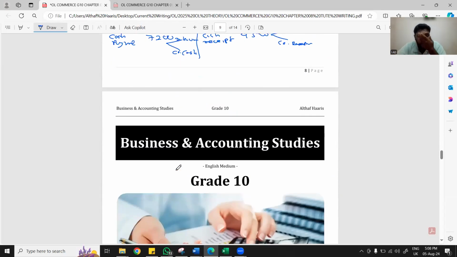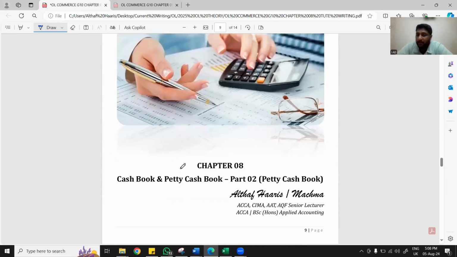So now I'm going to start the second part of the chapter 8, which is the petty cash book. So first part is the cash book. Cash book is done now. Second part we have to do, which is the petty cash book. So I'll be starting the petty cash book next week. Then that's it for the day, people. Let's meet again next week with the petty cash book.